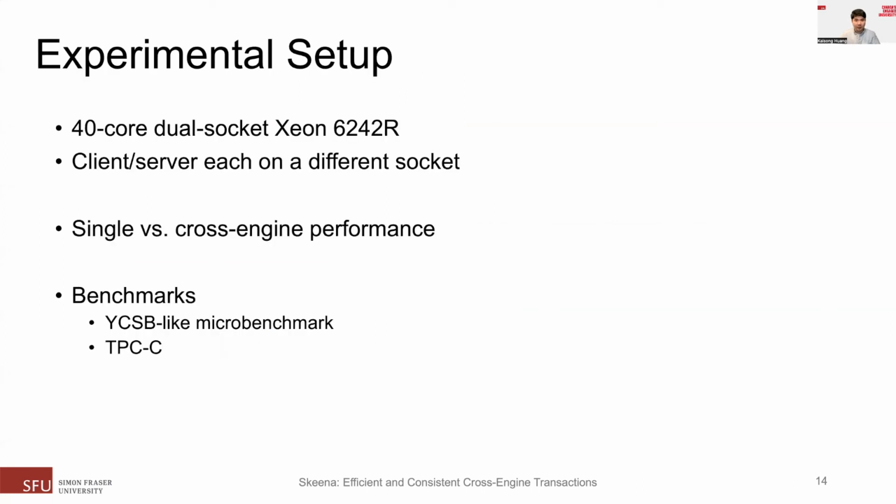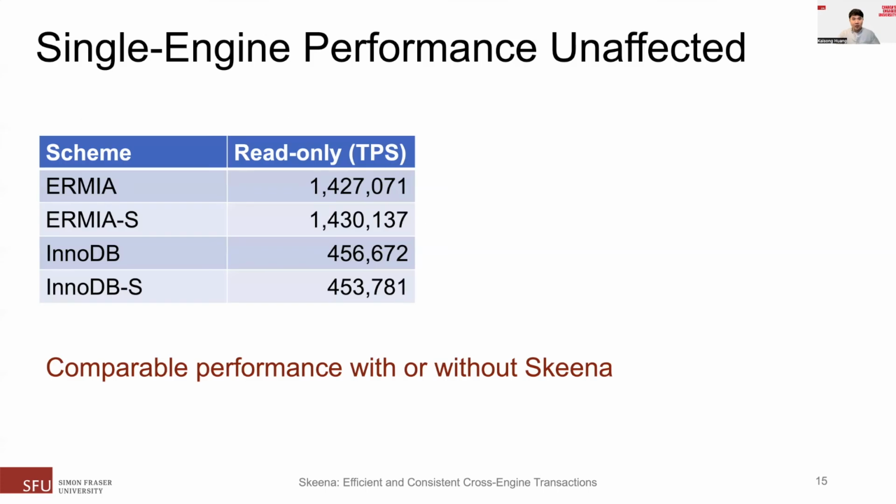We did our experiments on a machine with 40-core dual-socket Xeon processors. The MySQL client and server run on different sockets. We did thorough evaluation on single-engine and cross-engine performance with YCSB-like micro benchmarks and TPCC. Single-engine performance is not affected by Skeena. ERMIA-S here is ERMIA with Skeena enabled. Similarly, InnoDB-S is InnoDB with Skeena enabled. As we can see, with Skeena enabled, the engines still retain their original performance. For more experiments and more insights, please check out our paper.